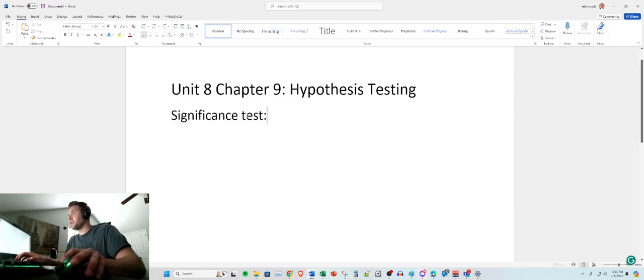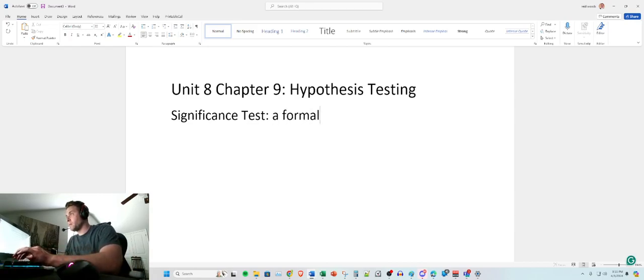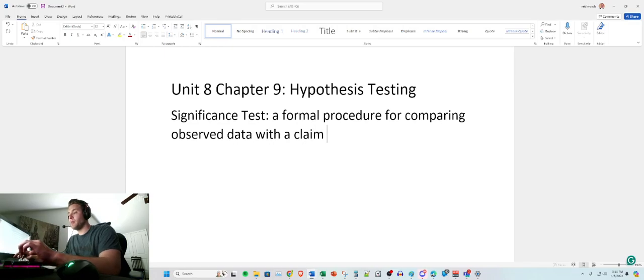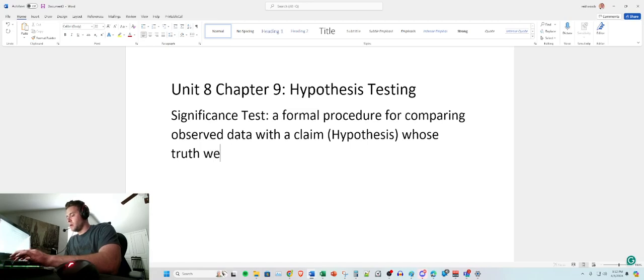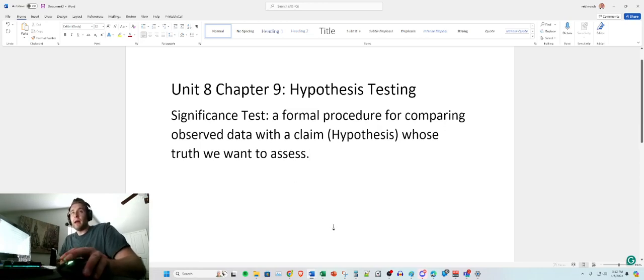So this will be a definition here. A significance test is a formal procedure for comparing observed data with a claim (we'll put in parentheses hypothesis, because it's called hypothesis testing) whose truth we want to assess.